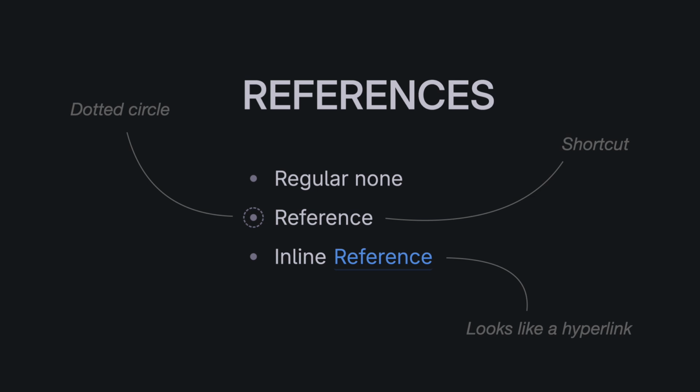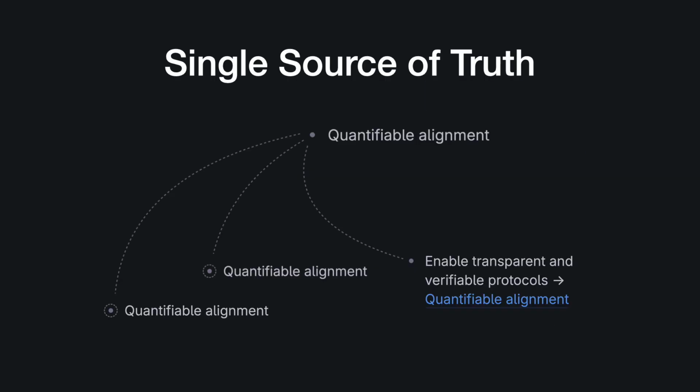And here I want to introduce you to another very important principle of PKM, which is called single source of truth. So we use references because we don't want to duplicate this specific node, right? We want all of the information connected to this quantifiable alignment to be under this specific node. And we reference it in multiple different contexts, but we always have this single source of truth, this specific node. This is a very, very important concept.